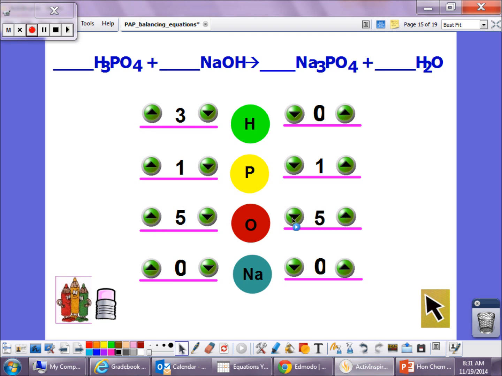Okay, what else? Something is missing. You see sodium? My sodium is only one on the reactant side, but I have 3 sodium on the product side. So I'm going to start messing things up. Because I have 3 sodium here, I have no choice but to put a 3 right here. And then I mess up everything.